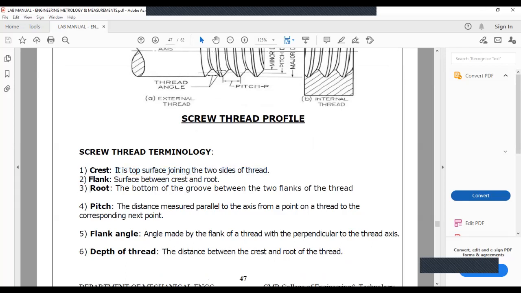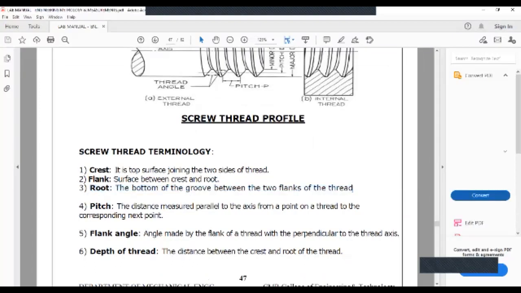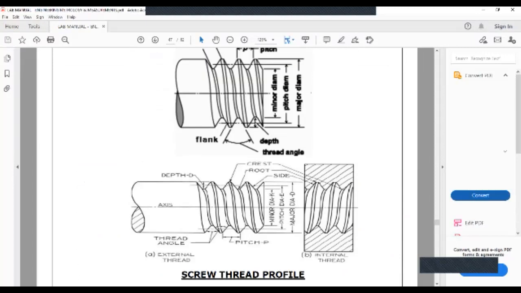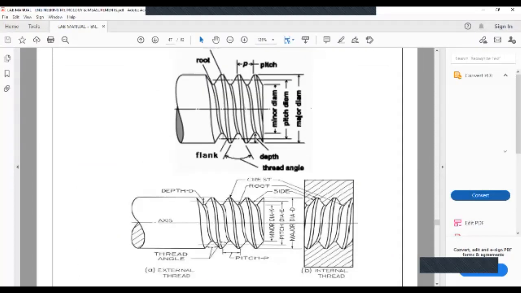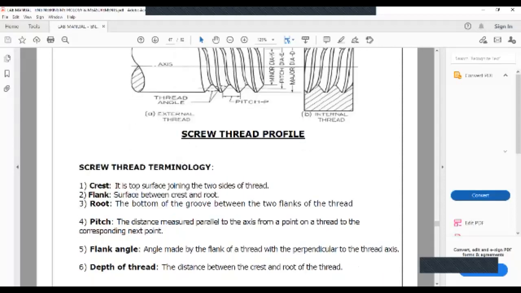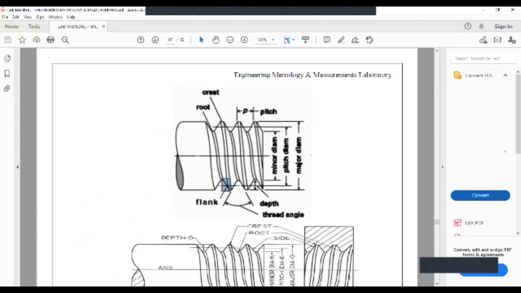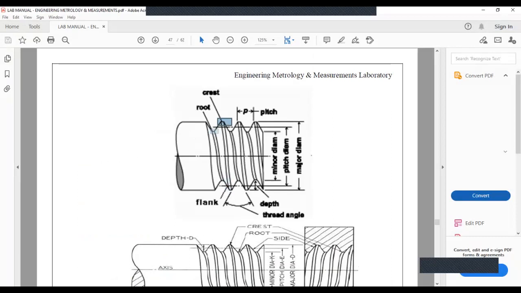Then root. The next immediate terminology we are having is root: the bottom of the groove between the two flanks of the thread. Before we get to the root, if you see in the first figure, we are having a flank. What do you mean by flank here? Surface between crest and root. Here the topmost portion is a crest and the bottommost groove is considered as a root. Now, the line which is joining this root and crest will be considered as a flank.